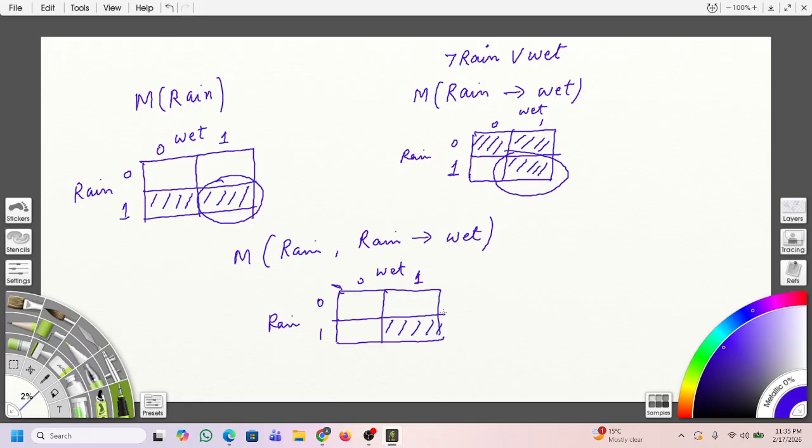So today we saw the definition of a model, and then we saw how a formula compactly represents a set of models. Whatever we saw through this diagram is compactly represented through this formula, that is rain, comma, rain implies wet.